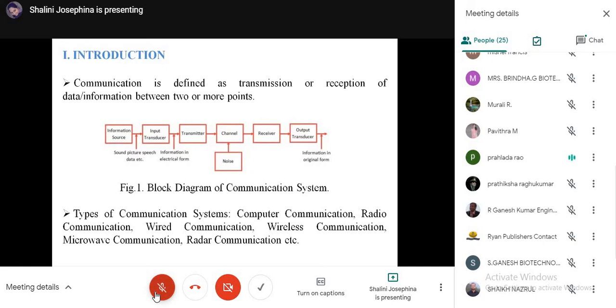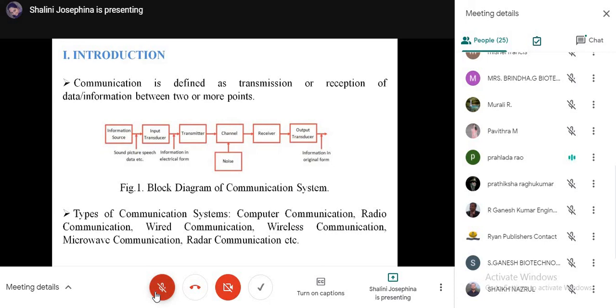So the third block is your transmitter. The transmitter is the one which takes the electrical signals and transmits them to the destination. That is the job of your transmitter. Those electrical signals need to be sent through some channel. That channel can be either free space or a coaxial cable or anything, but it has to be some channel or some way or some bridge so that the signals can be transmitted.